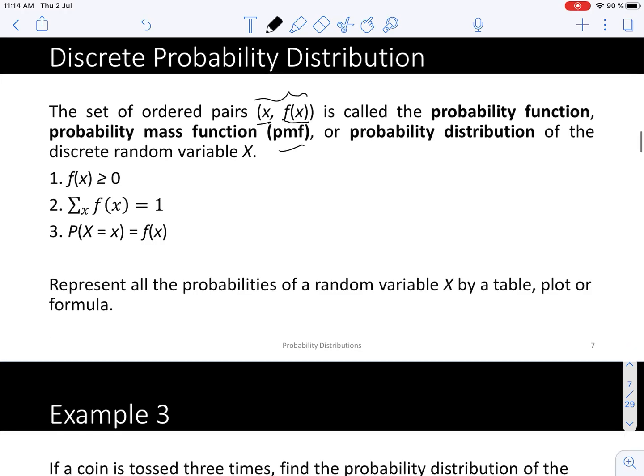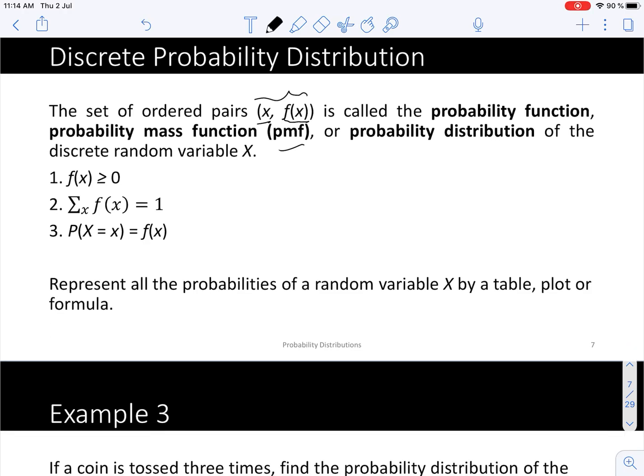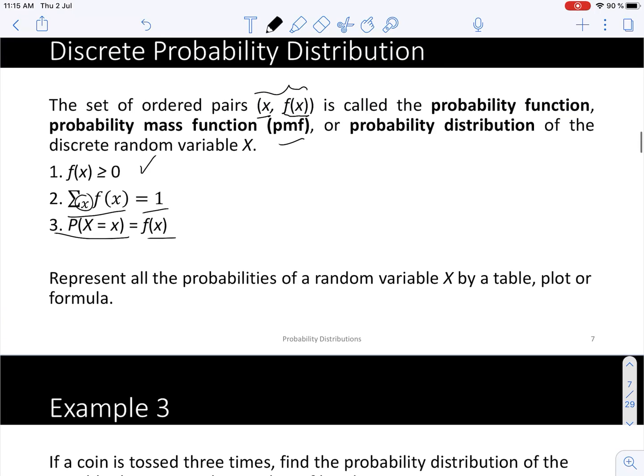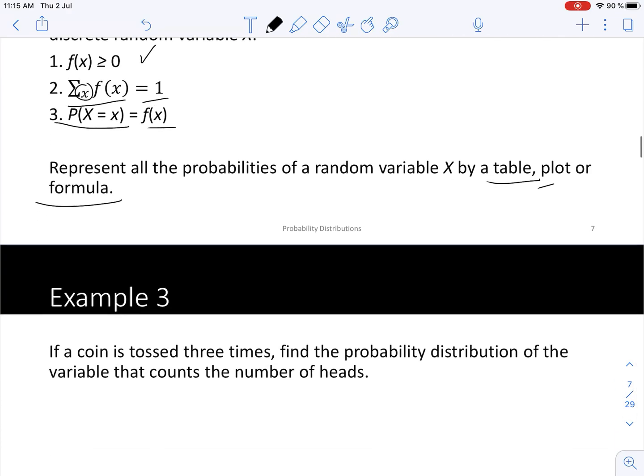So there are some basic properties. The first one is that f(x), the probability, is greater than or equal to 0, and of course if you add up the f(x) for every single outcome of the variable, it has to be equal to 1. You already know that, right? f(x) is the same thing as the probability. The way in which we represent these pairs, the outcome and the probability for each, will be using tables, plots, or even some equations.